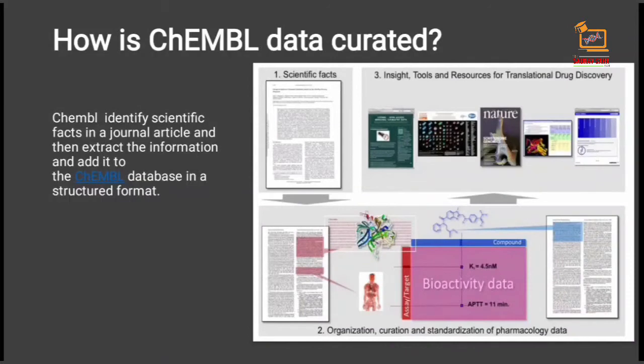Over here, we can see how ChEMBL data is curated. So ChEMBL identifies scientific facts in a journal article and then extracts the information and adds it to the ChEMBL database in a structured format. For example, an article might have structure-activity relationship data for a series of related compounds binding to a specific protein in the form of a number of IC50 values.